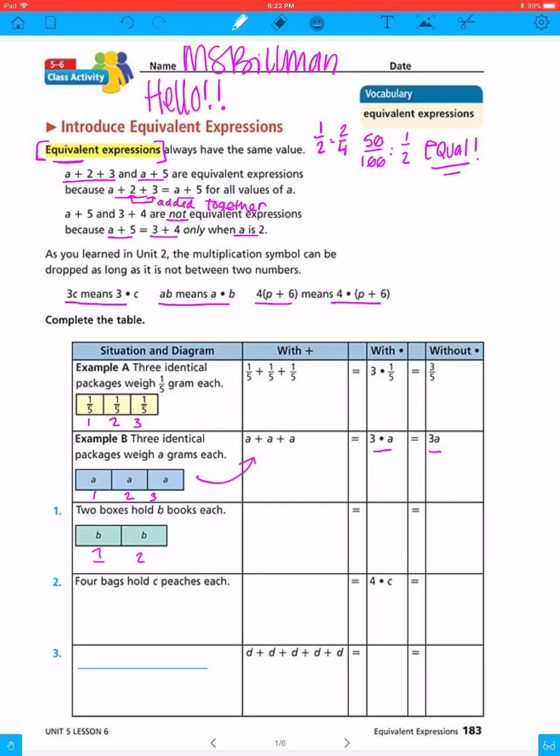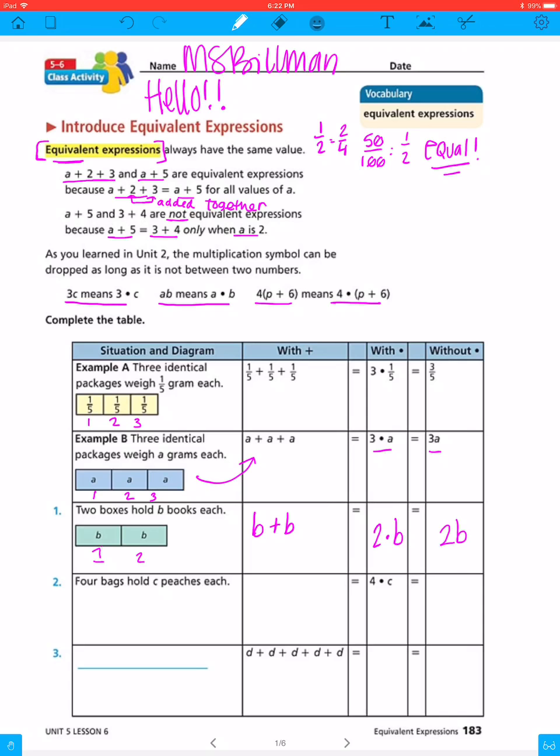2 boxes hold b books each. So there's my diagram. There's 2 b's. And if I did addition, it would be b plus b. If I did multiplication, I go a little too quickly, and it was actually supposed to be 2 multiplied, little circle, b. And then if I wrote it without, it'd be 2b. I'm writing the number first, not the variable.